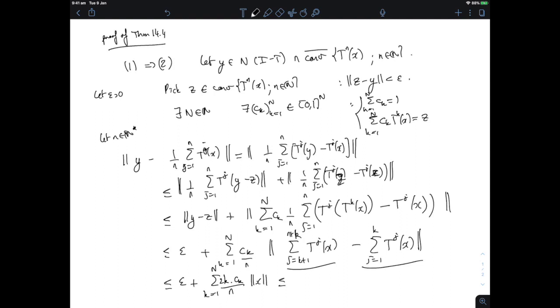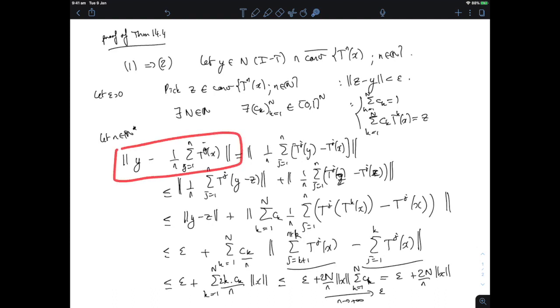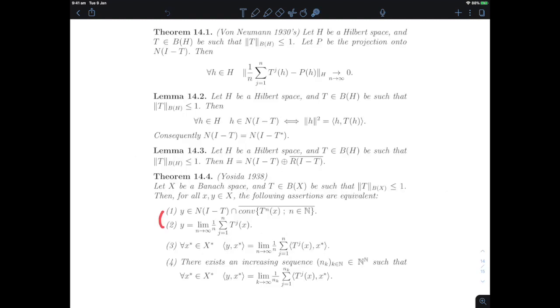So this entire thing is smaller than epsilon plus 2 capital N divided by n times the norm of x times the sum of the c_k. But the sum of the c_k is 1. So this entire thing is epsilon plus 2 capital N divided by n times the norm of x. If you send n to infinity, then this goes to epsilon, and epsilon was arbitrary. So the limit of y minus the Cesaro average of T^j x has to go to 0 as n goes to infinity. So that proves 1 implies 2. So we've proven 1 implies 2.